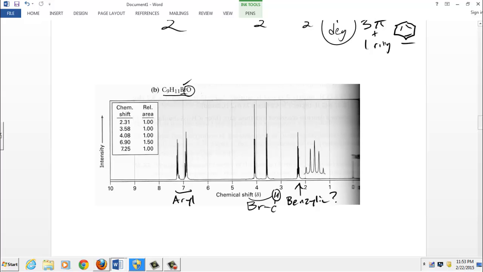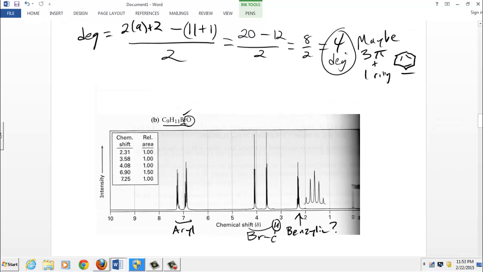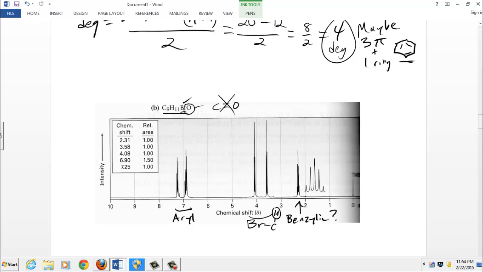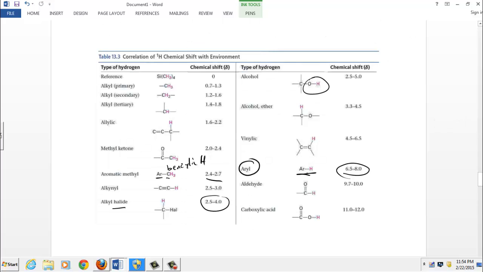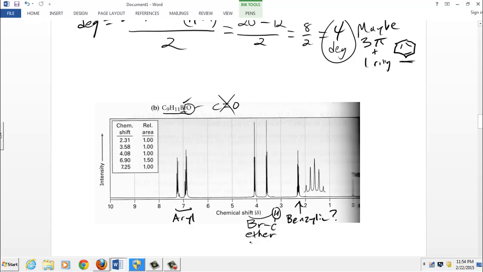We also have an oxygen. Now, there were 4 degrees of unsaturation, and all 4 were taken up by the benzene ring. So this oxygen cannot be a carbonyl. That would take up another pi bond, and we don't have 5 degrees of unsaturation. So only look at functional groups that have a single bond to oxygen. That's the alcohol and the ether again. And so those are between 2.5 and 5, and 3.3 to 4.5 typically. That's in the same range here, ether or an alcohol. Okay, so the correlation table is giving us some suggestions.